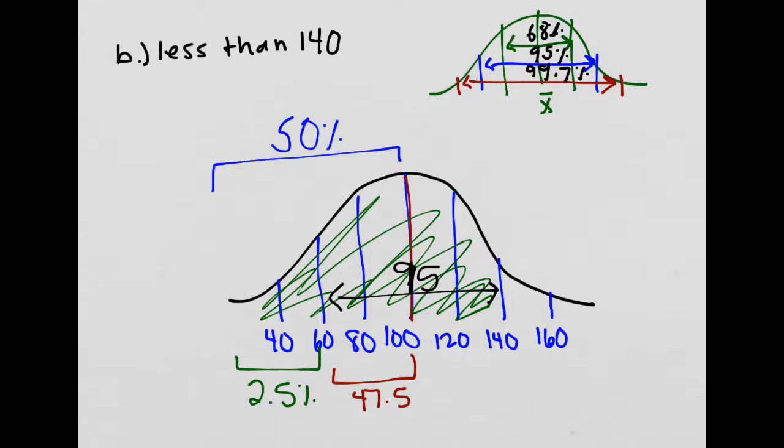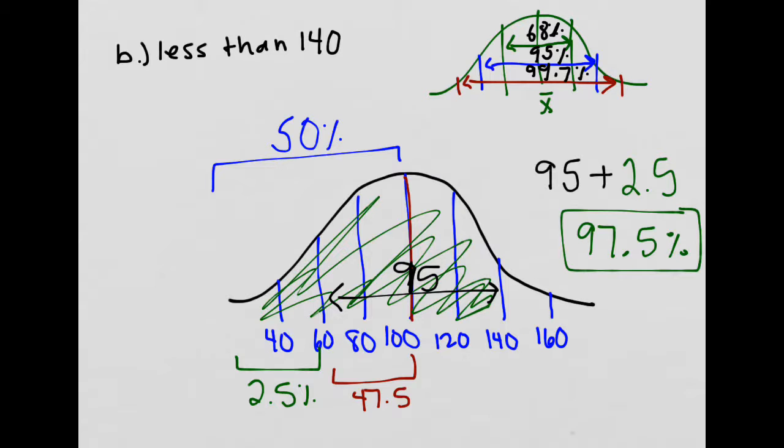Okay. So what we can do now is add this 95% plus this 2.5% right here, and that will give us 97.5%. Now, you also could have just taken 50% and added this half to that, and we know that this half is 47.5 because it's half of 95. So if you do 50 plus 47.5, you would also get 97.5%.